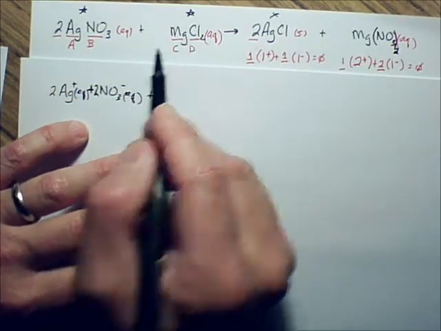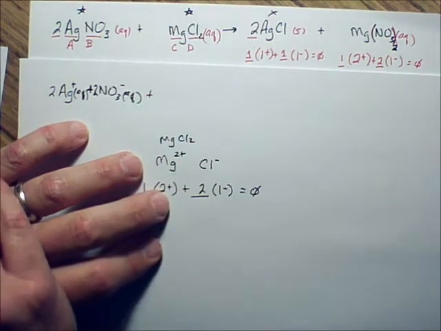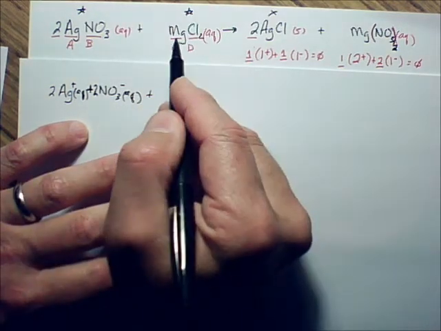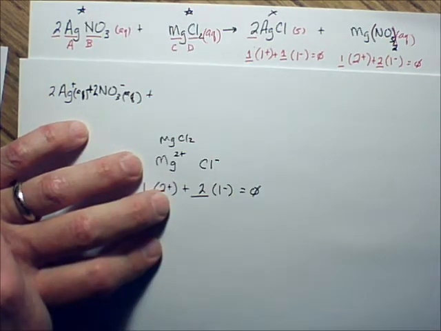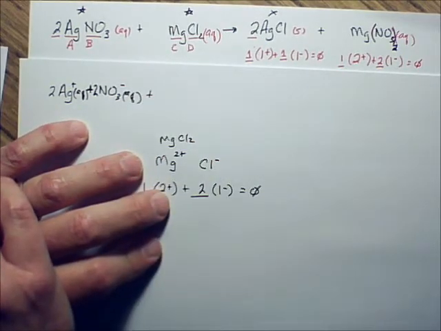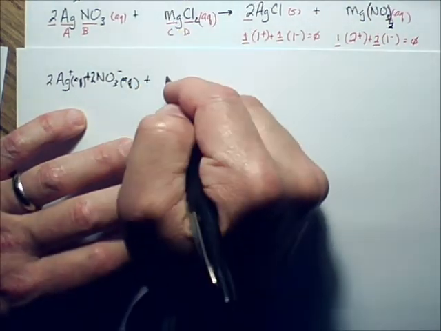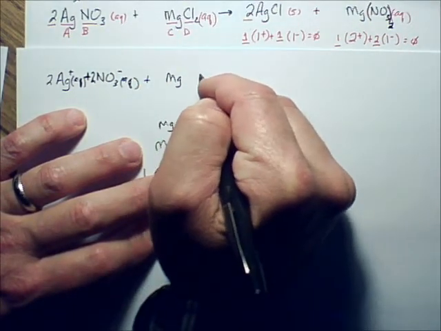So are we going to break this one up? Yes, we are. It's both ionic and aqueous, okay? You said it was ionic, didn't you? And you break it up if it's both ionic and aqueous, okay? Yes, yes. All right, so we're going to break it up. So we got magnesium and we got chloride.